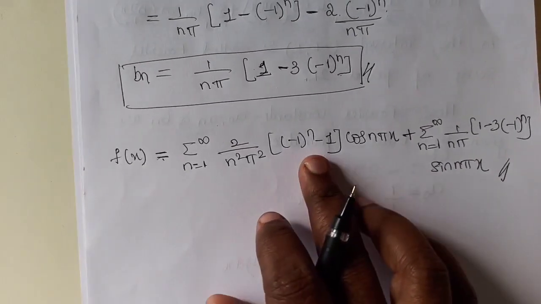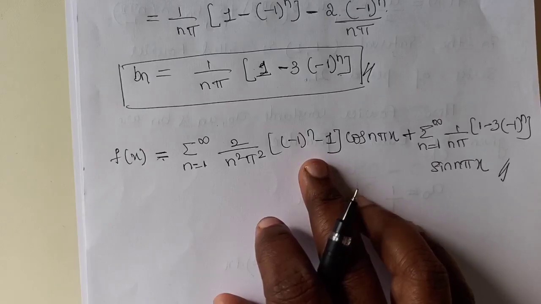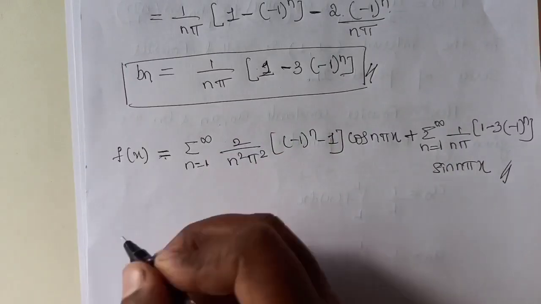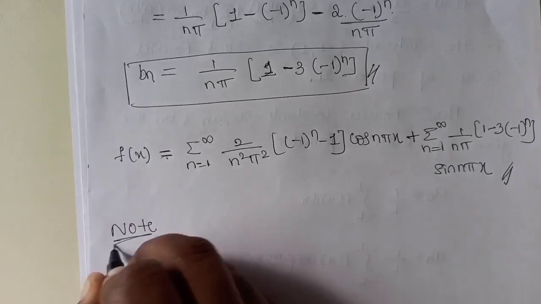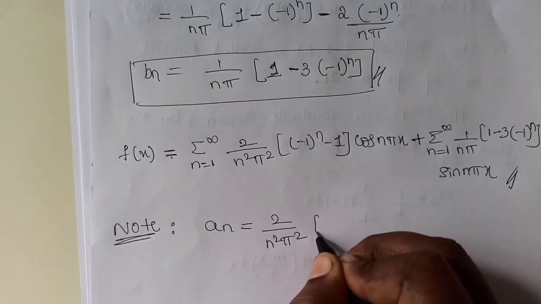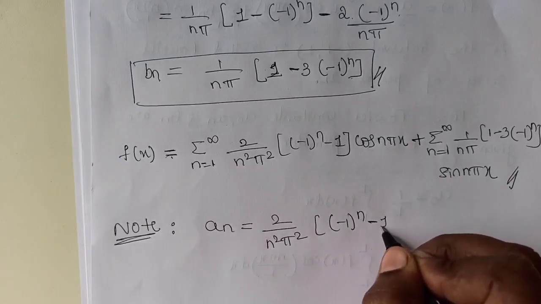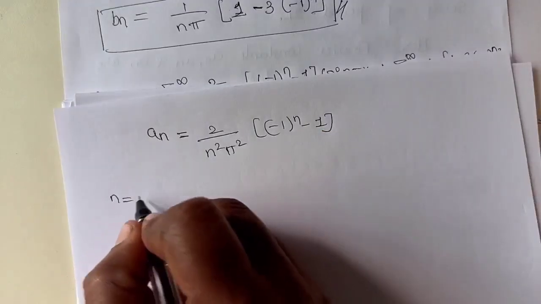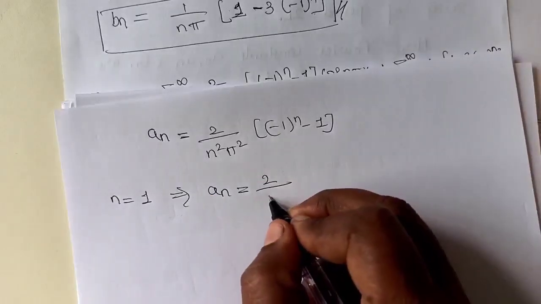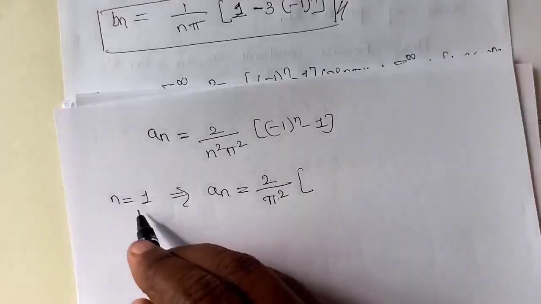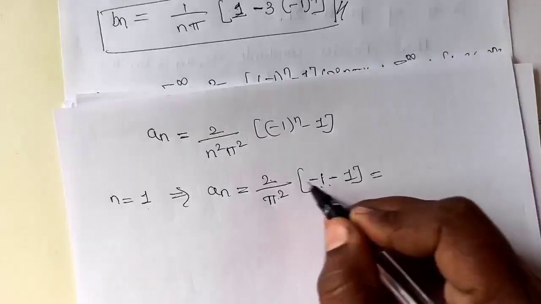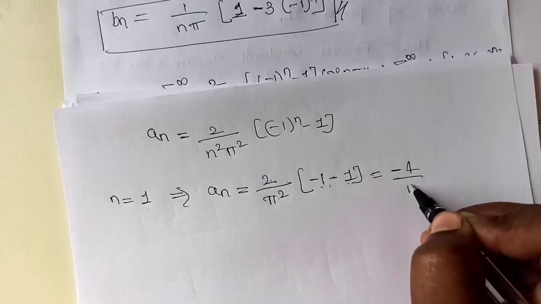Now if you substitute n values, that is n equals 1, 2, 3, then this becomes... here we write it as a note, we have an value equal to 2 divided by n square pi square into minus 1 raised to n minus 1. Okay, now adding n values, for n equals 1, an value is 2 by 1 square, that is 1 pi square. So when n equals 1, it becomes minus 1, we get minus 2 into 2, so we get minus 4 divided by pi squared.